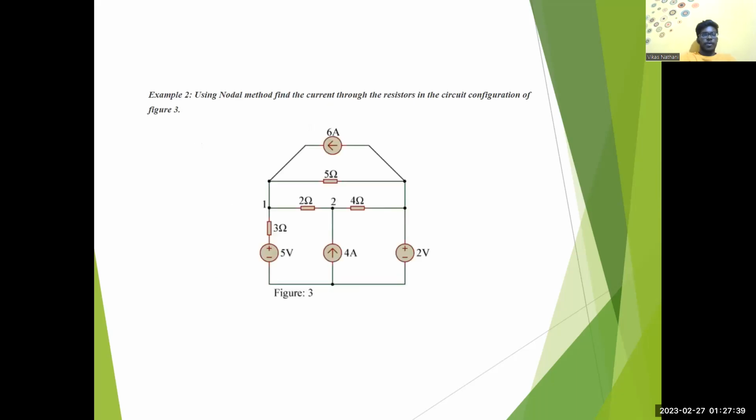Now let's go to the second question. The question is: using node analysis, find the current through the resistors in the circuit configuration of figure 3. Here we have two current sources of 6 amps and 4 amps and two voltage sources of 5 volts and 2 volts, and we have four resistors and two node points, 1 and 2. The four resistors are 3 ohms, 2 ohms, 4 ohms, and the other is 5 ohms.